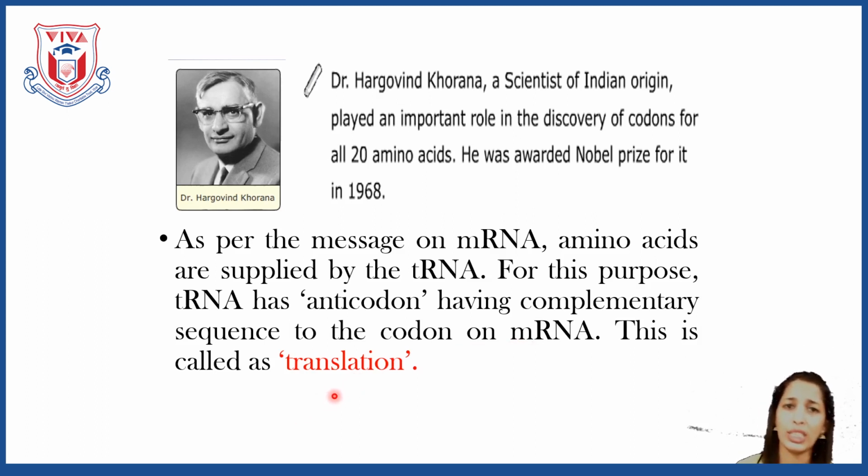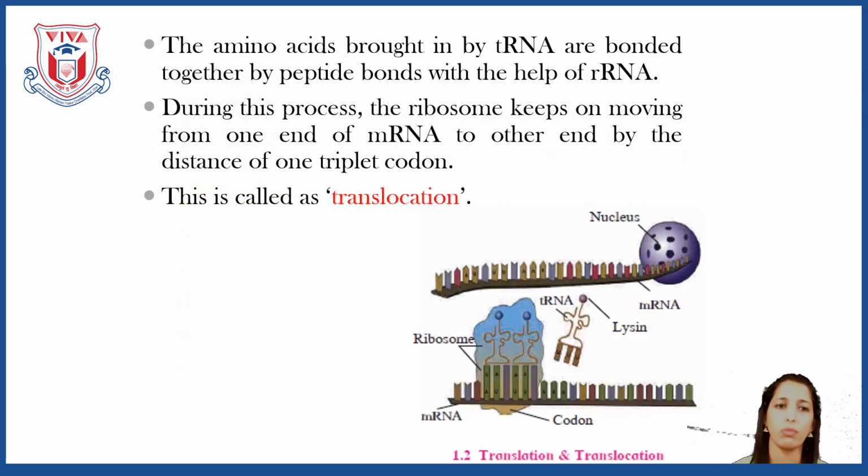Transcription was DNA to mRNA. It was in the nucleus. Now mRNA to the tRNA. The tRNA gives the anticodon, this is called translation. This is happening in the cytoplasm. Now the amino acids brought in by the tRNA, tRNA has given these anticodons. Now they are bonded together by the peptide bond. You can see here this is the translation, that is tRNA providing the anticodon, that is a triplet codon, right?